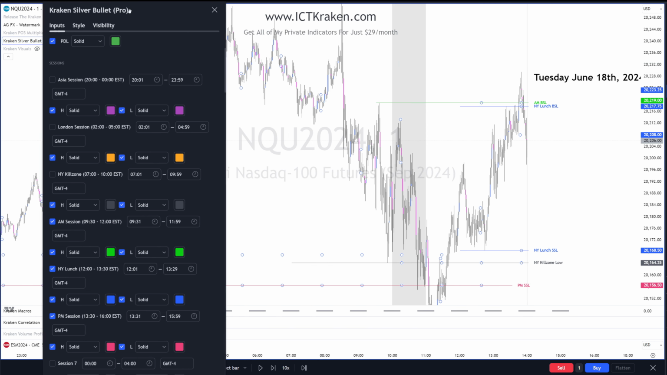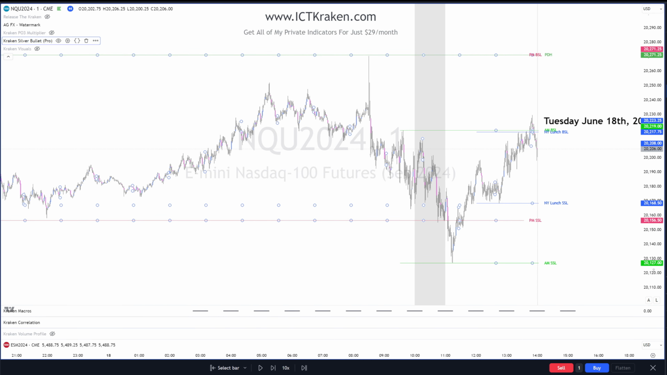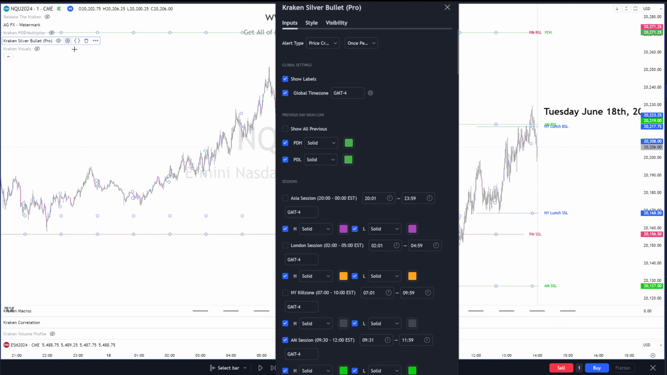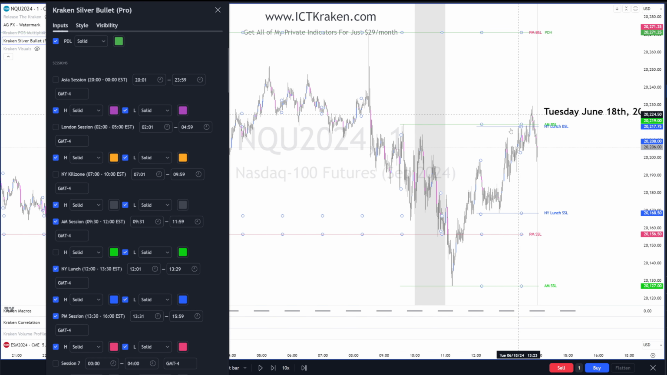AM session, buy side's been taken. AM sell side has not. So let's take off the high. New York lunch, we just swept New York lunch. We just took the buy side, so now we're aiming for the lunch low, and we took off the AM liquidity as well. So we just took a lot of liquidity right now. We're definitely going to be aiming for down here.